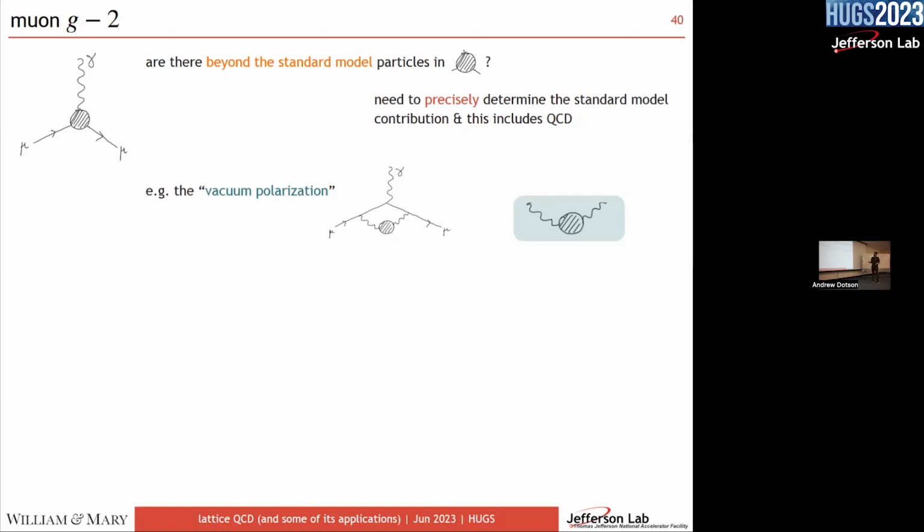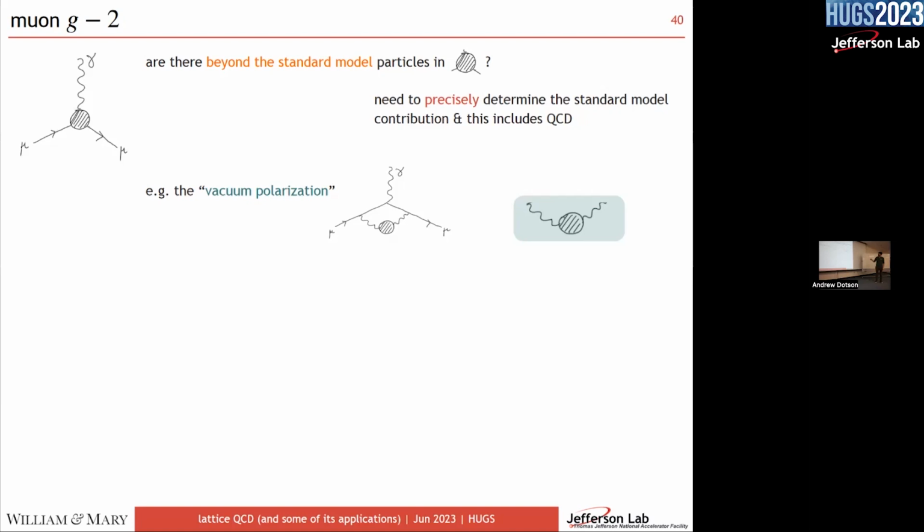The quantum electrodynamics bit is relatively easy, in quotes, because it's perturbation theory. It's perturbation theory to huge orders, but it's just perturbation theory. The problem is there's QCD in there. There are hadrons inside that bubble. So here's one example. This is called the vacuum polarization. One of the muons spits out a photon, some stuff happens, and then it goes back to a photon absorbed by the other muon. This is inside that blob.